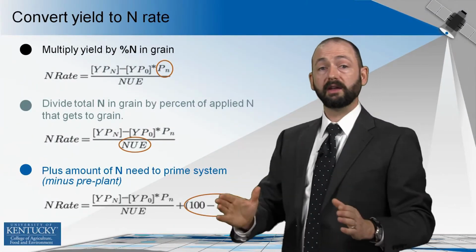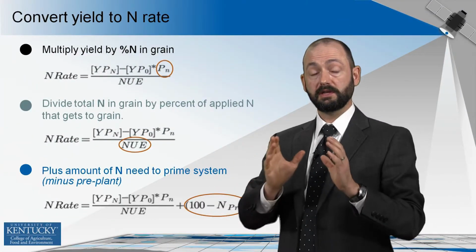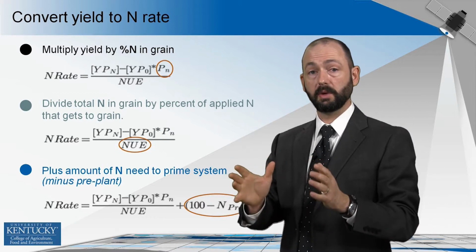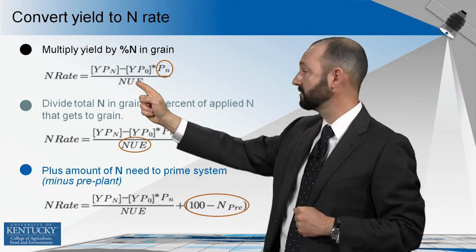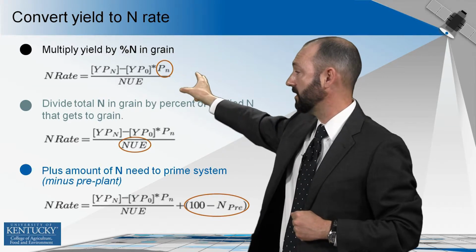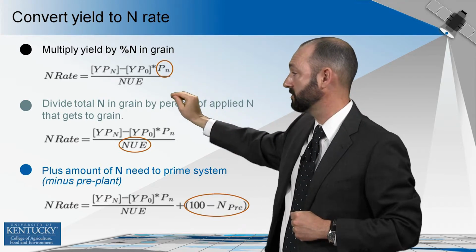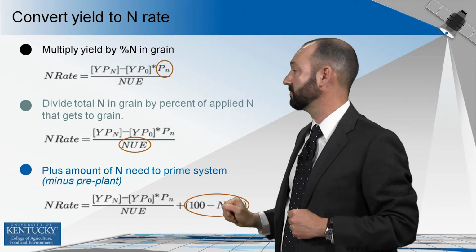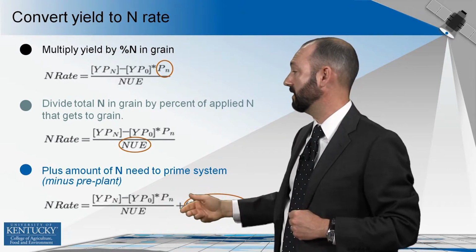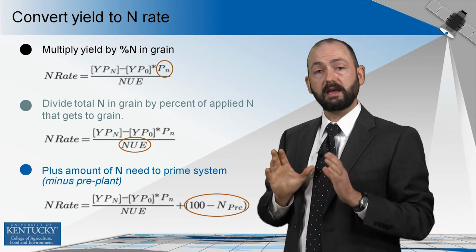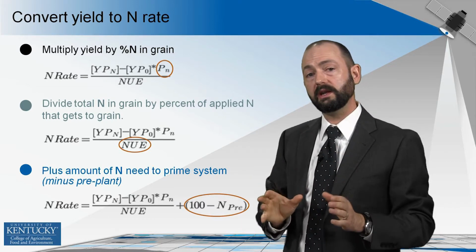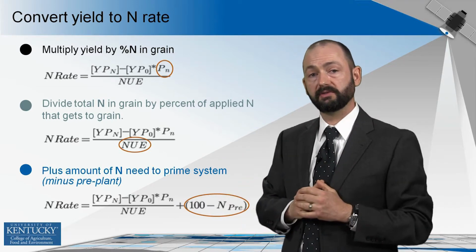So what we've done is we've converted yield prediction from NDVI into a nitrogen rate. We've taken that delta yield or that yield responsiveness and multiplied it times the nitrogen concentration divided by the use efficiency, and that is what gives us the amount of nitrogen that we needed. And then that 100 kilograms per hectare or 100 pounds per hectare is basically what we know we need to kind of start the system or prime the system.